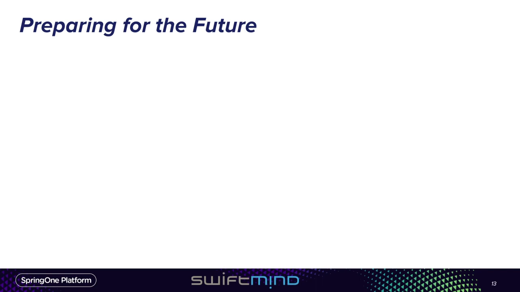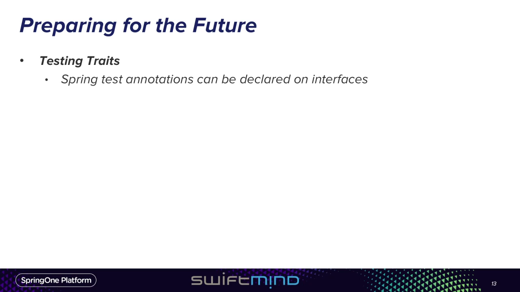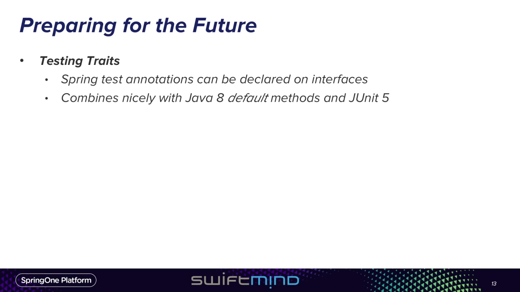Okay, now in terms of preparing for the future, just changing some things in the core testing framework to support things like what we call testing traits. Basically, Spring test annotations can now be declared on interfaces, right? And this combines nicely with Java 8 default methods.